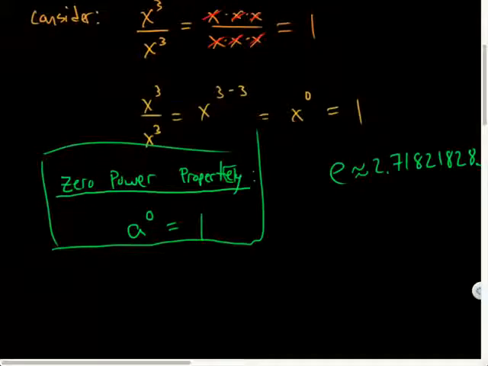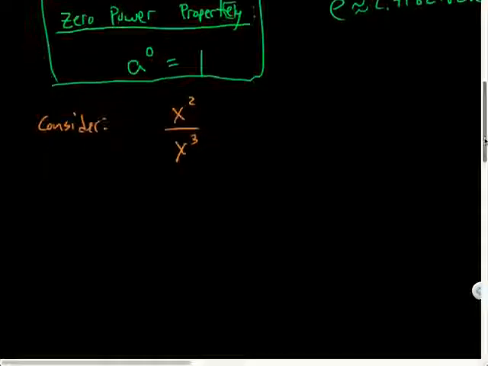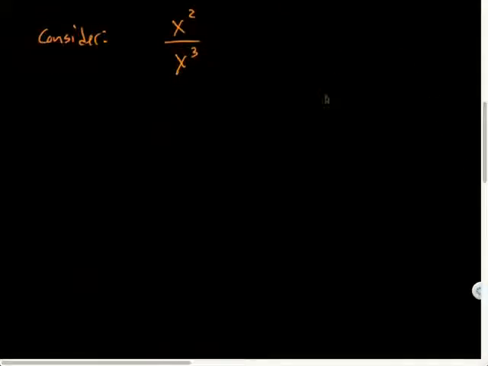The next thing I want you to consider, what if I've got x to the second divided by x to the third? Well, according to her logic, let's watch. X squared is the same as x times x.